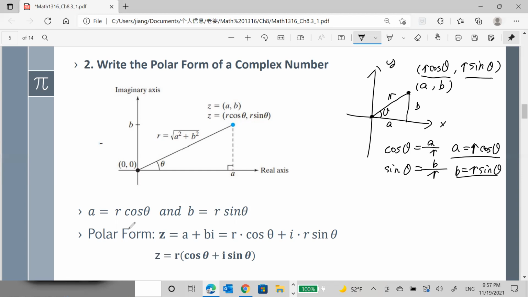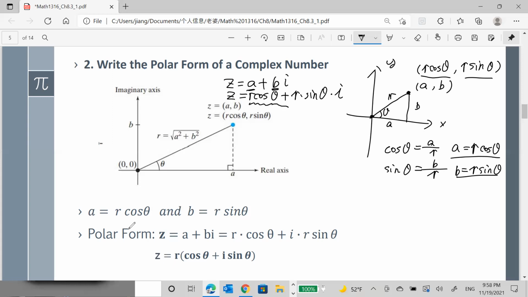So if I have a point z in the complex plane, A and B, the A also can be replaced as R cosine theta. B is R times sine theta. So what's the next step? I have learned Z equals A plus BI. If A is this term, B is this term, then Z equals R times cosine theta plus R times sine theta times I, right? Just plugging in the values of A and B. So I have the new expression. This is a polar form of this complex number.